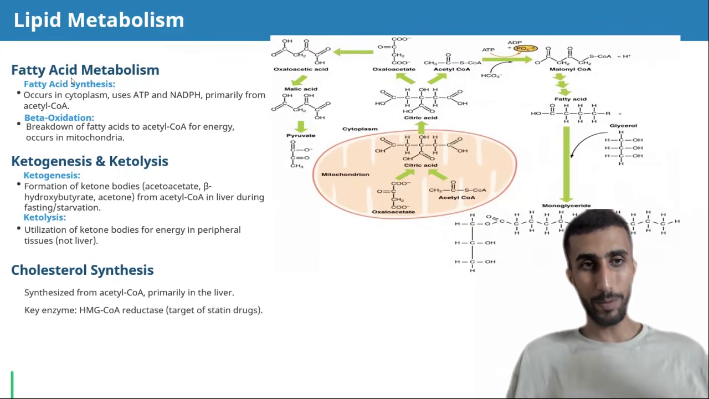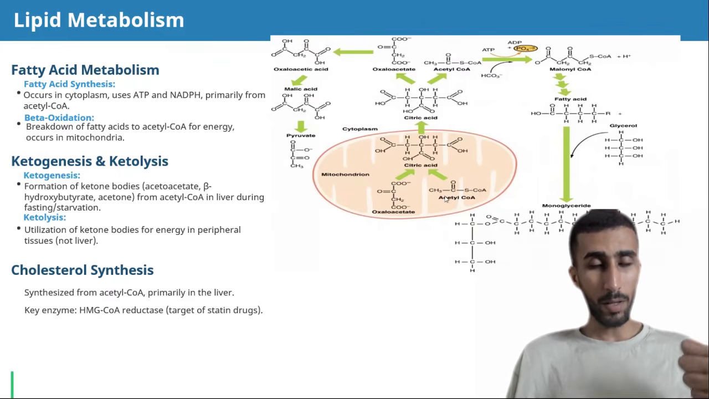So for lipid metabolism, we have fatty acid metabolism that is subdivided into two processes: fatty acid synthesis and beta oxidation, which means fatty acid breakdown. So first, fatty acid synthesis. This starts with acetyl-CoA that is produced from glycolysis, NADPH that is produced from the hexose monophosphate shunt, and ATP. So we need ATP, NADPH from the hexose monophosphate shunt, and acetyl-CoA from glycolysis.